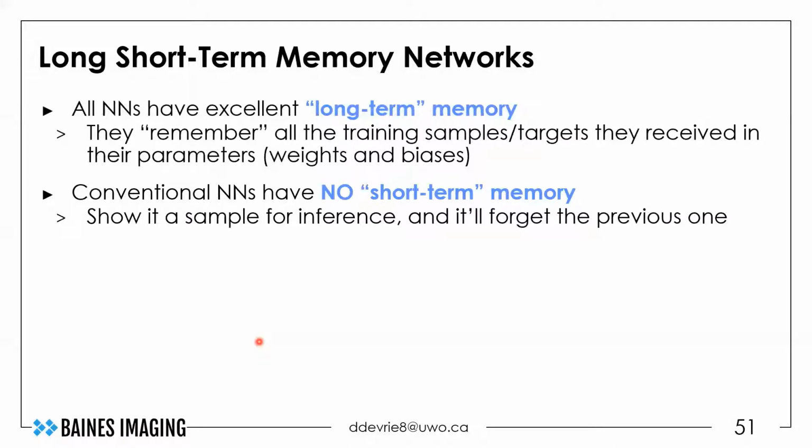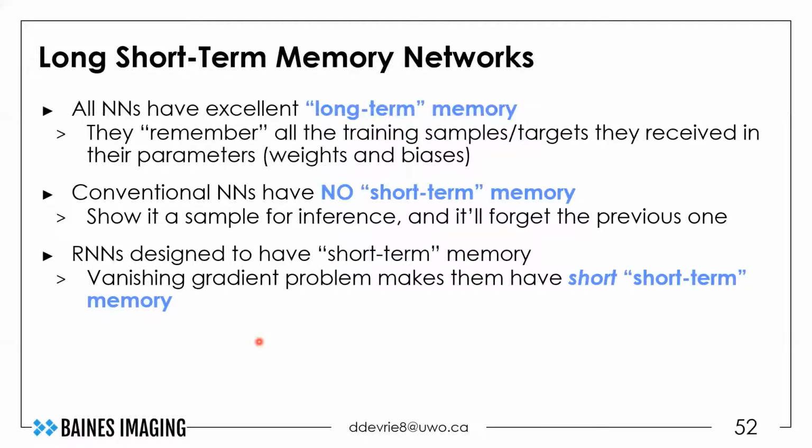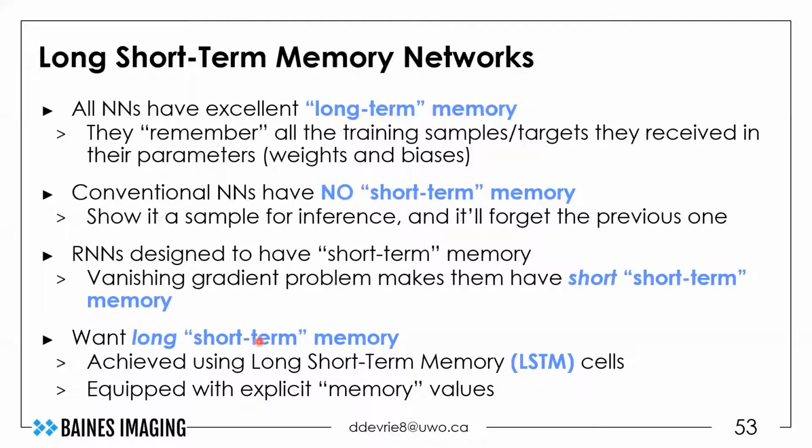But conventional neural networks have no short-term memory. So if we show it one sample and then show it the next sample, it's forgotten the last sample, which again, that's not the behavior that we want in our neural networks when we are working with these time series. So then, as we said, recurrent neural networks are designed to have this short-term memory, but the vanishing gradient problem makes them have only short-term memory. So they only remember the last few words in the sentence when they're trained. Not what we want. So what we want is to have long short-term memory.